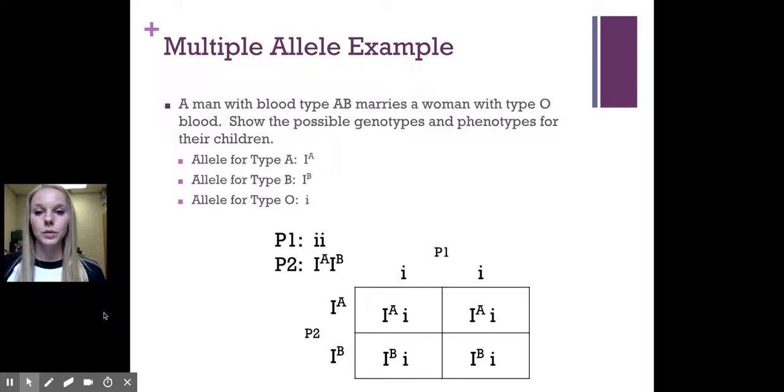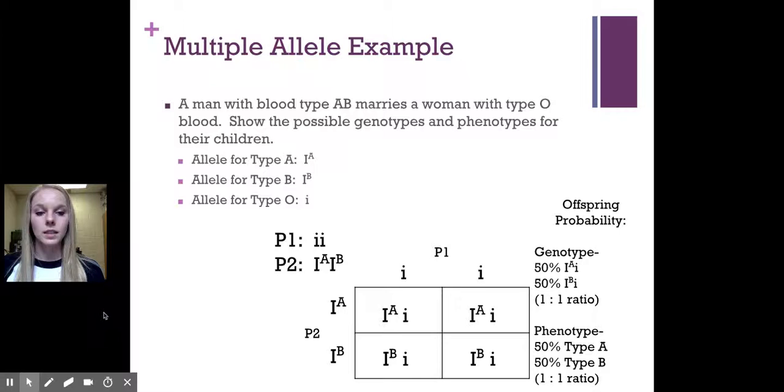We see that parent 2, having AB blood, has the 2 dominant alleles for type A and type B. We have a big I with an upper A and a big I with an upper B. After solving for the Punnett square, we see the genotype is 50% big I A little i and 50% big I B little i. The genotype big I A little i gives us a type A phenotype. And the genotype of big I B little i gives us the phenotype of type B.